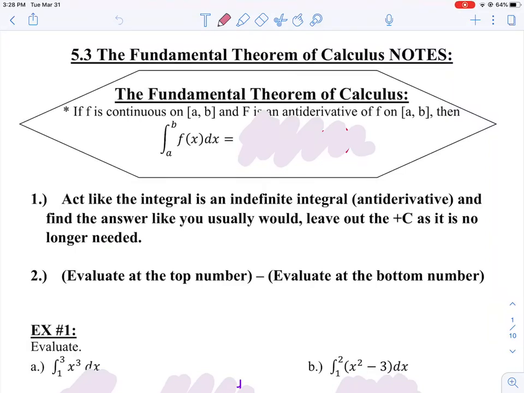Okay guys, here's our last section of Unit 7. So we're going to do 5.3, talk about the fundamental theorem of calculus.